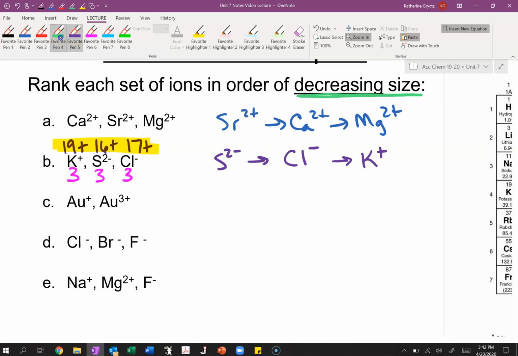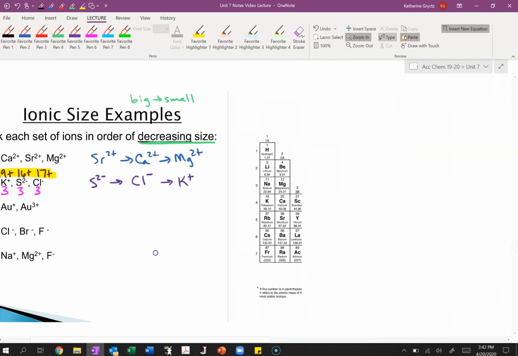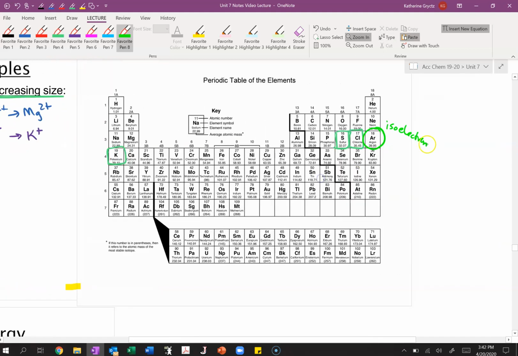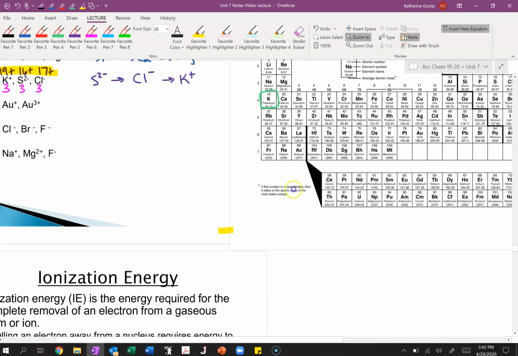Okay, so I don't know if you noticed this when we did this, but all of these guys, K when it lost 1, sulfur when it gained 2, or chlorine when it gained 1, all ended up having 18 electrons. The word for that was isoelectronic, when they had the same electrons. And they are all isoelectronic with argon. So they all have that full 3 energy levels, but their protons are different. Okay, and that's what you really have to gear up for.